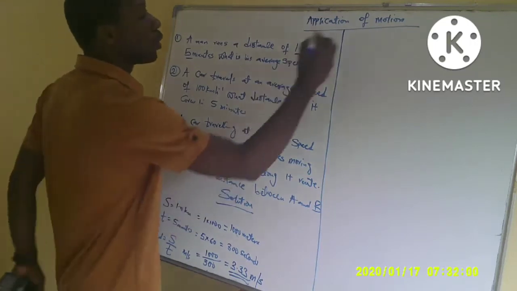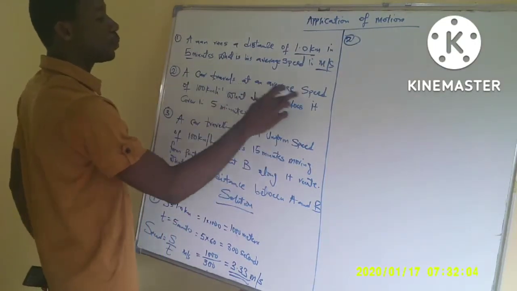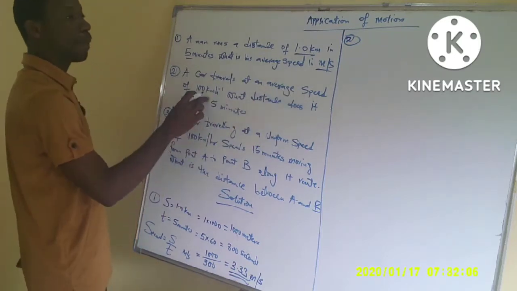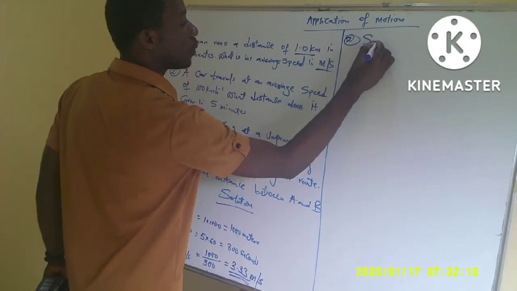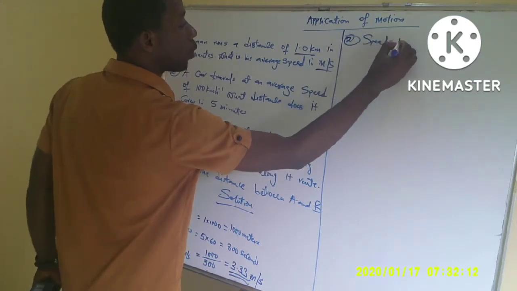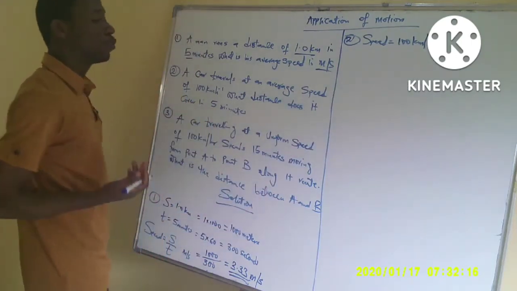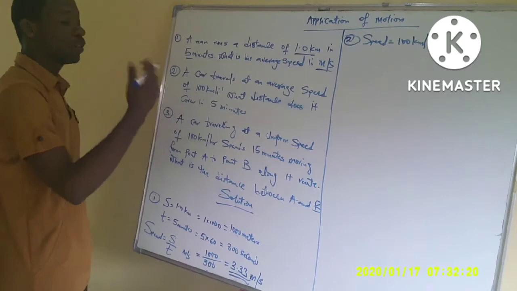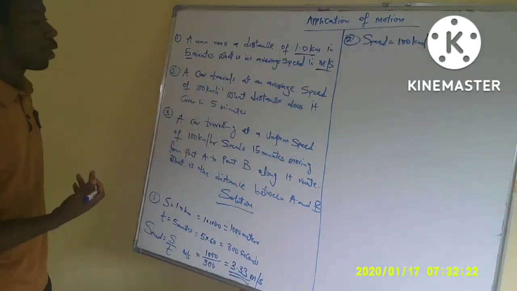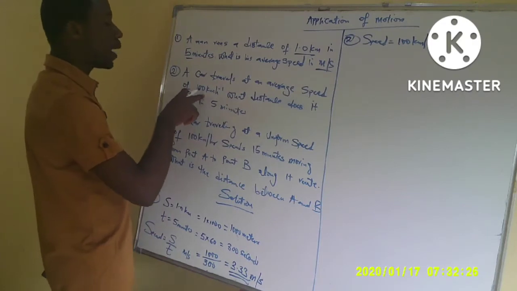It's very simple. Second question says, a car travels at an average speed of 100 km per hour. What is the speed? The speed is 100 km per hour. Remember, one thing in physics, you need to be very conversant and take note of the unit. The unit helps you to be able to solve the question properly. Now, the speed is 100 km per hour.